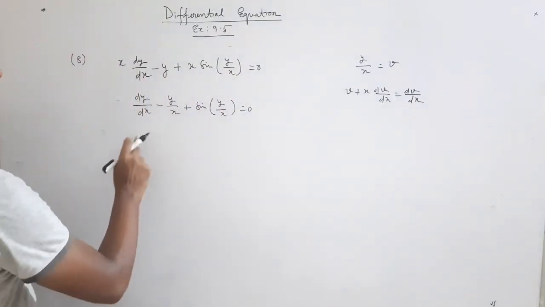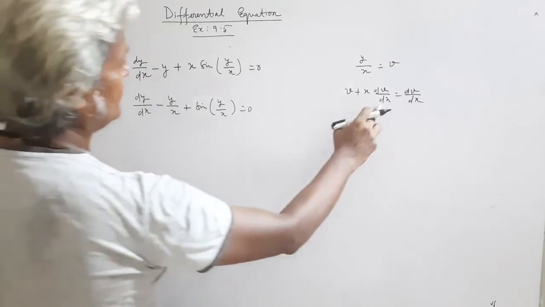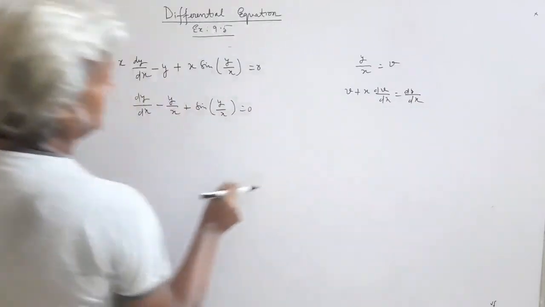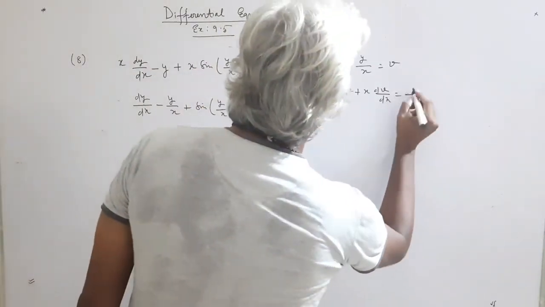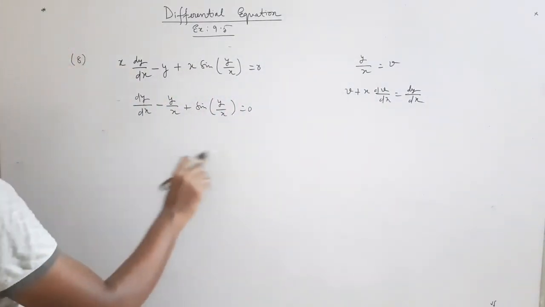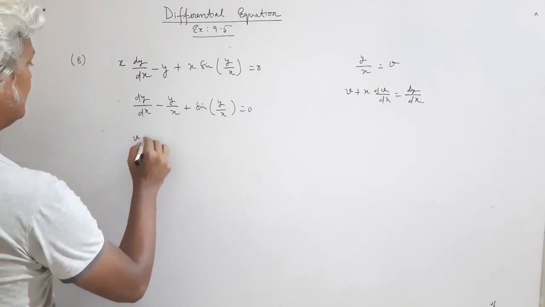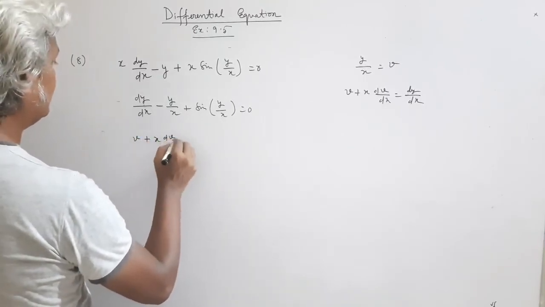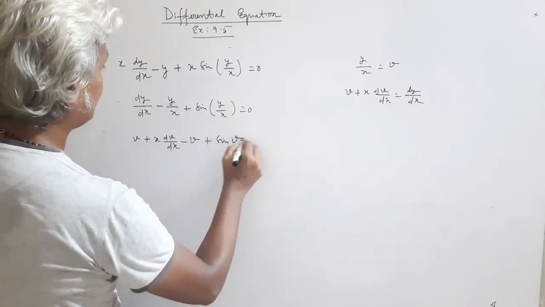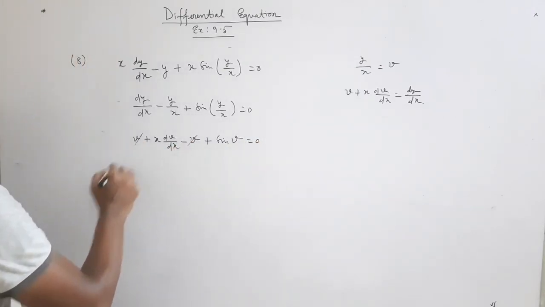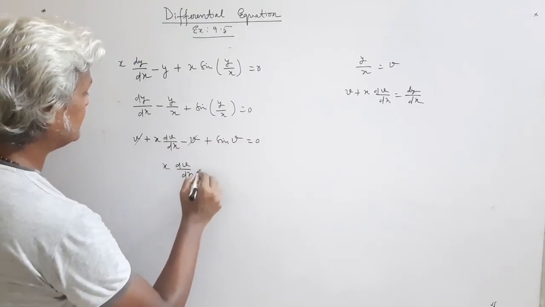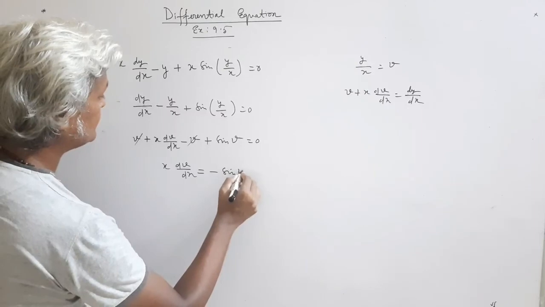So this one, we have to place at the place of dy by dx, oh sorry, this should be dy by dx. At the place of dy by dx is again not clear as I want to write faster. Someone is dragging me down. Then dy by dx, this is v plus x dv by dx minus v plus sine v is 0. V and v cancel, and then we have x dv by dx is minus sine v.